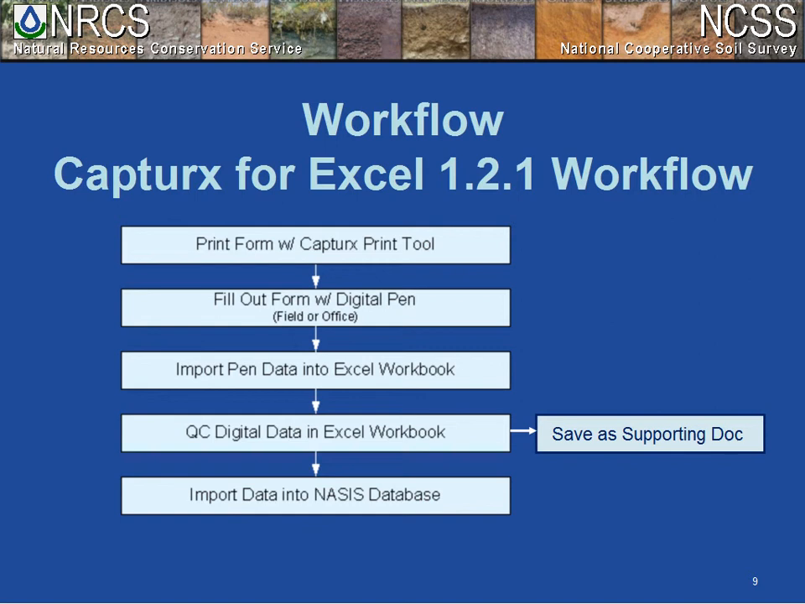The workflow is pretty simple. You print the form with the Captures print tool, which is part of Excel. You fill out the form with a digital pen. Now, you can either do this in the field or in the office. Then you import the pen data into Excel. Then you do quality control on the data. And then you can either directly import it into NRCS, or you can save it as supporting documentation for those forms that I've created so far that the data is not in NRCS, at least at the present time. And one of those is the wetland determination forms.